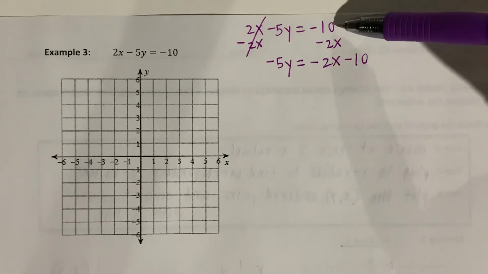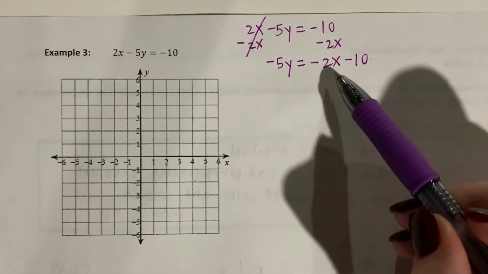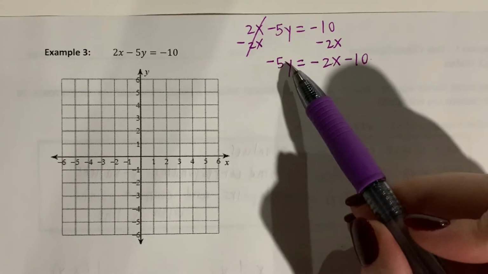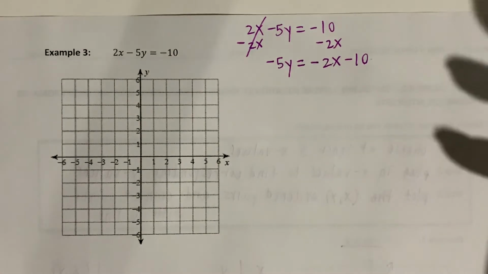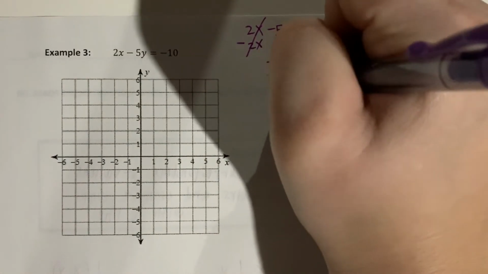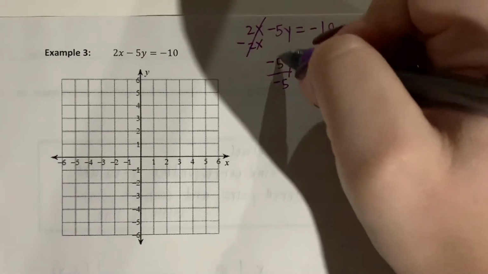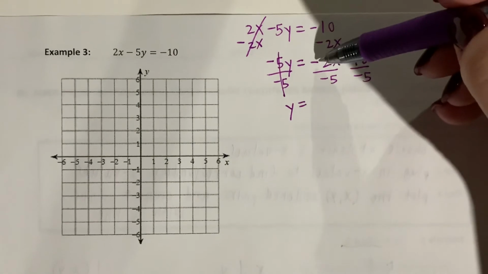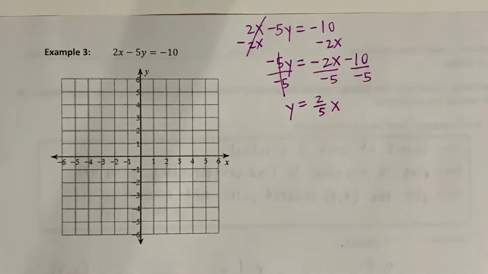I kept it -2x and I kept it -10, but I put my variable term, my x term, in the front, knowing that that will match y equals mx plus b. I almost have y by itself, but I have this -5 in front of it, or -5 times y. So the way I can undo that is by dividing by -5 everywhere. And then I'll be left with y equals, and I'm doing -2 divided by -5. Well, negative divided by negative turns to positive. So I have positive 2/5 x.